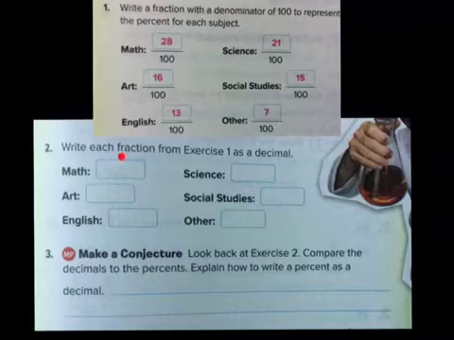Okay, for number 2, we're being asked to write each fraction above as a decimal. So for math, we know that it's 28 hundredths. It's 28 in the 100th place. They're all in the 100th place. So let's write those in here as a decimal in the 100th. So 28 will be in the 100th. 28 hundredths is 0.28. Science, 21 hundredths, it's 21 written in the 100th place as 0.21. 16 hundredths is written as 0.16.